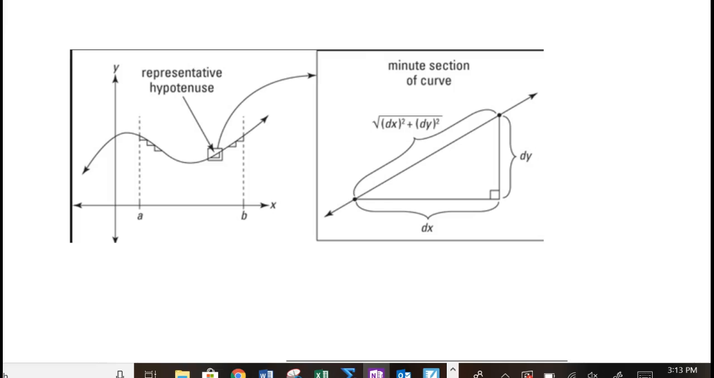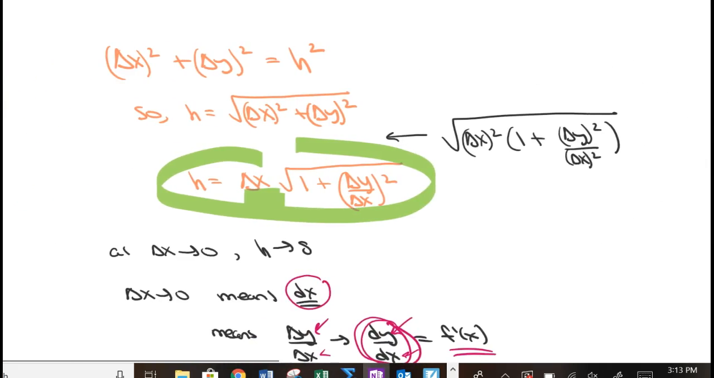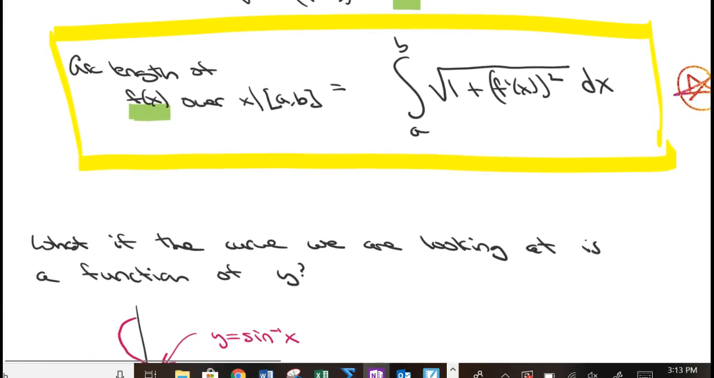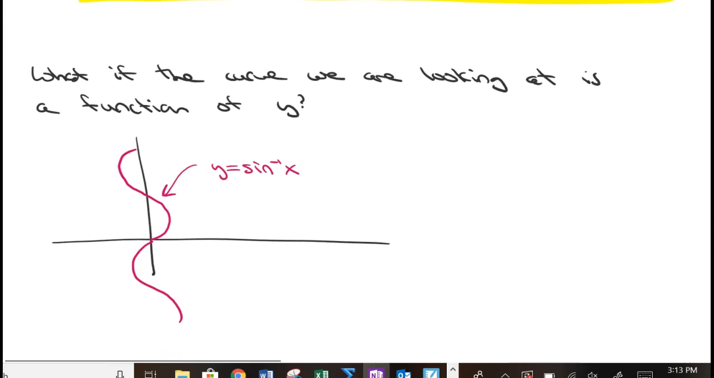Same exact thing. They just drew in a representative hypotenuse, like this phrase, the minute section of the curve, which just means one particular segment zoomed in. But anyway, final point of contention here: what if the curve we're looking at is a function of y? I gave you a picture right here.